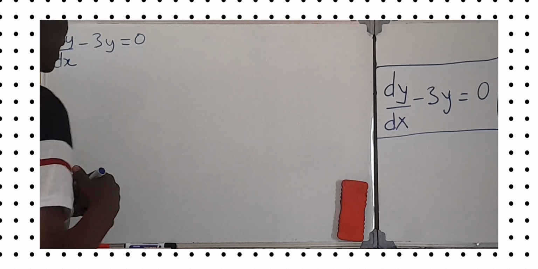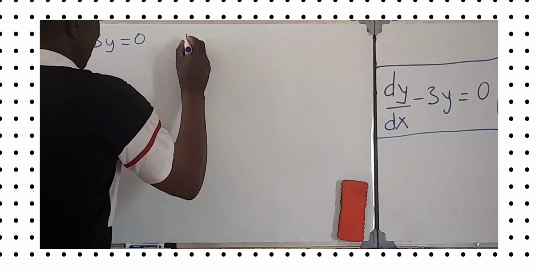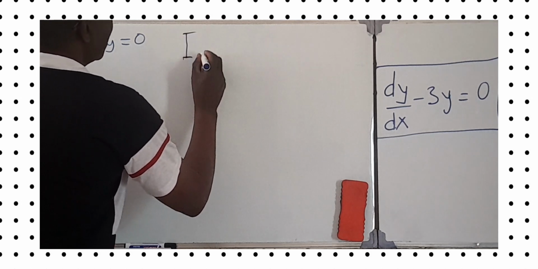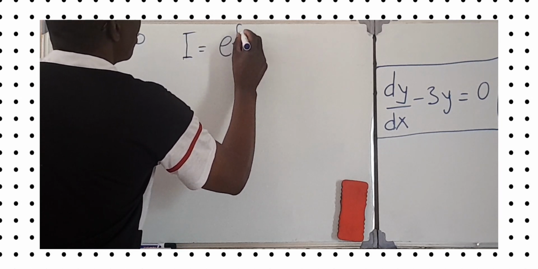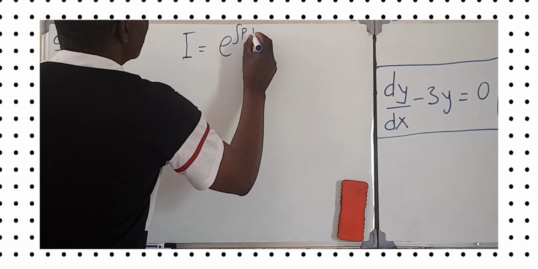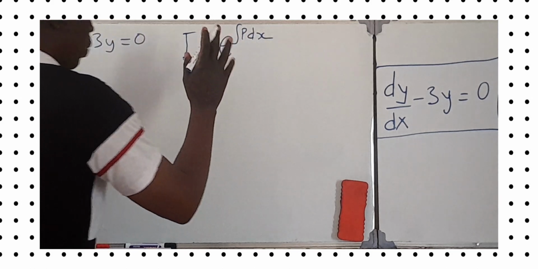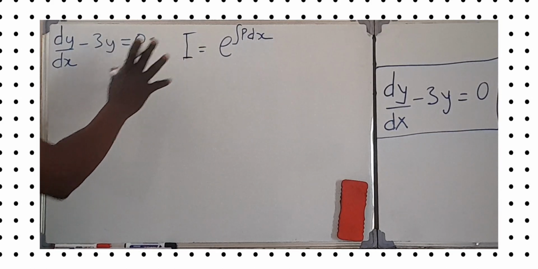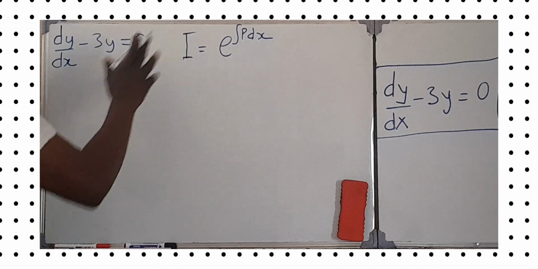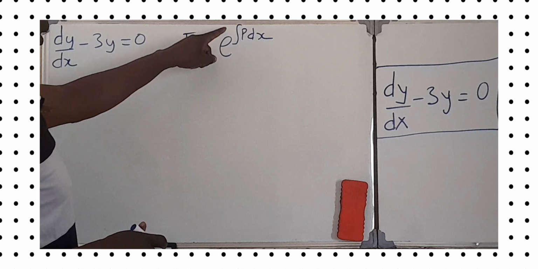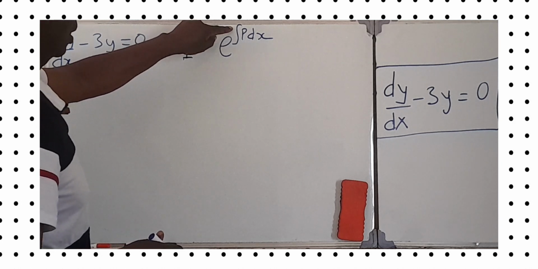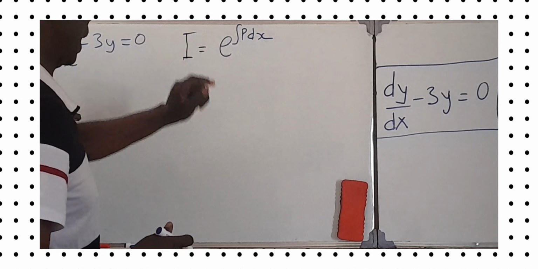Let's call it I. The integrating factor I is something of this form. I is equal to e raised to the power integral of p dx. Wait a minute, don't panic. I know this looks ugly, but you will get everything explained. So I is equal to e raised to the power the integral of p dx.